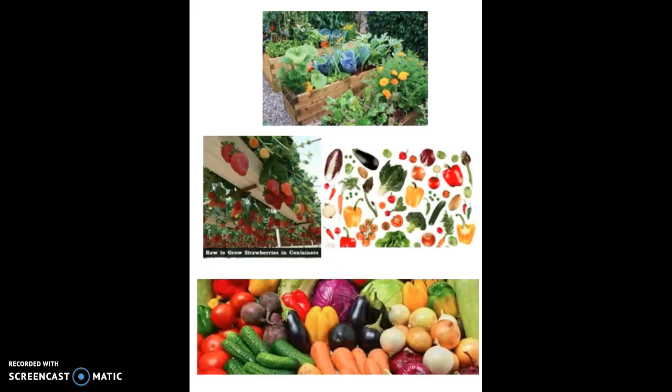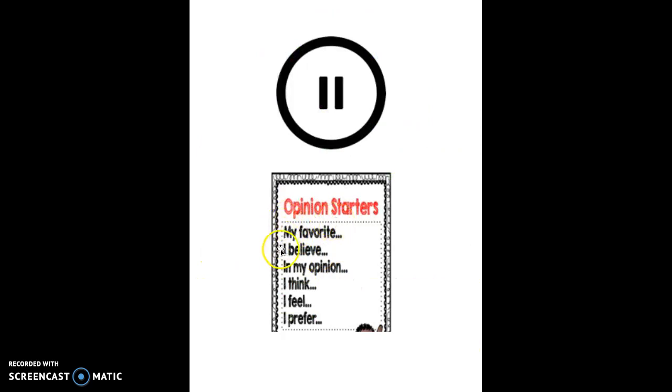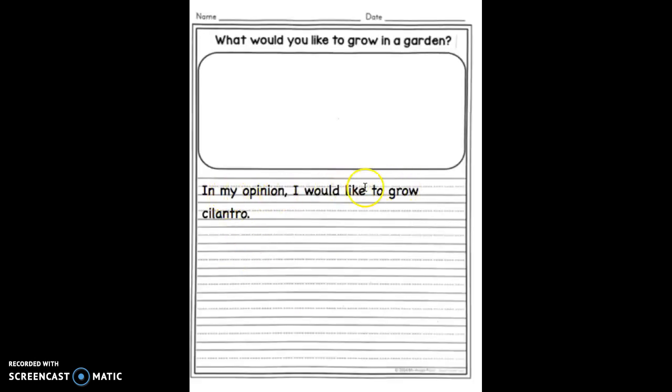What vegetable would you like to grow? And don't forget, you have to choose one of these sentence starters and then state your opinion. In my opinion, I would like to grow cilantro. Can you do yours? Go ahead.